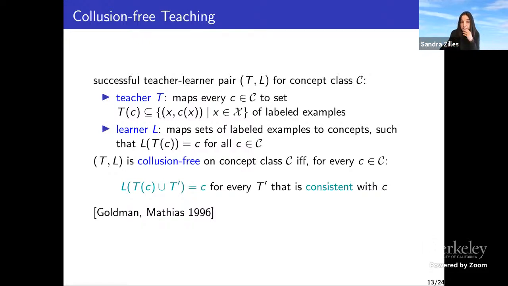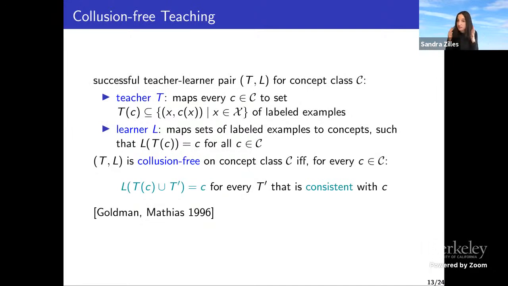A teacher is a mapping that maps every concept in the class to a set of labeled examples that are labeled correctly with respect to the concept C. The learner is successful only if it decodes the teaching set for C again to C. And that pair is called collusion-free on that concept class if the following holds: whenever I add more examples to a teaching set for C and the examples are all consistent with C, then it will not throw the learner off. The learner will still say C.